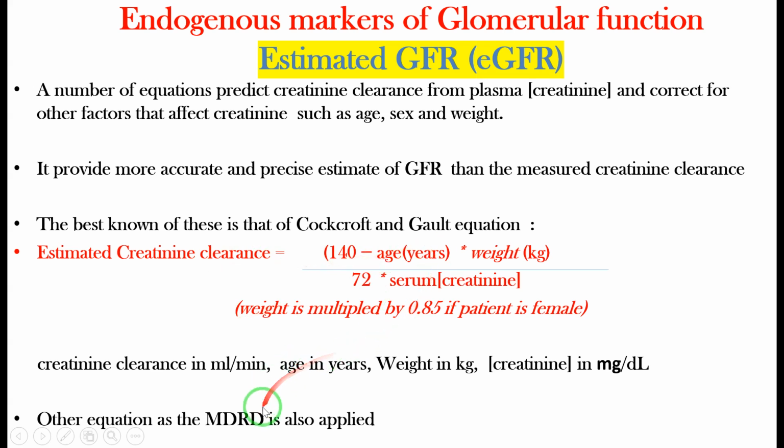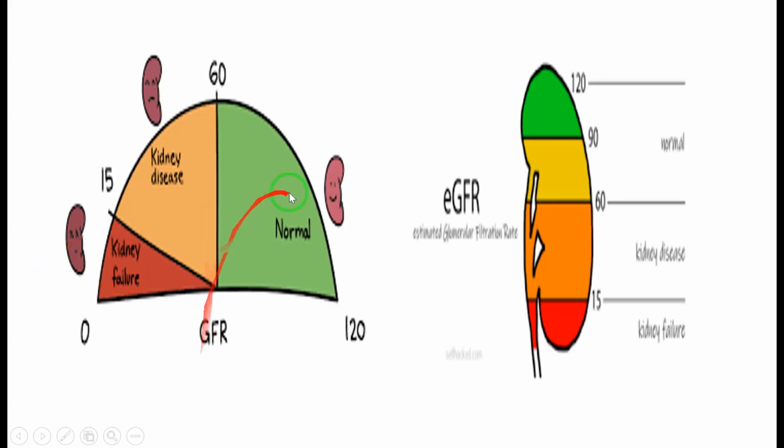Another equation that is popular is called the MDRD. This is the GFR. If it's below 15, it is kidney failure. Between 30 to 60, there will be kidney disease. More than 90, it is normal. 60 to 90 is early impairment.